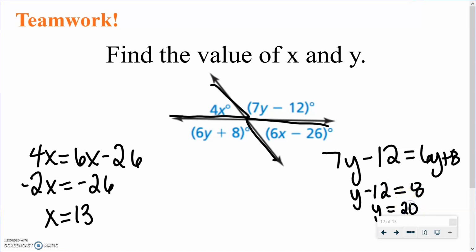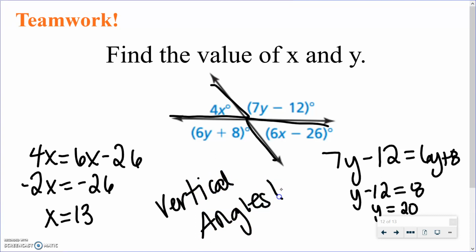And I just realized on the one that I uploaded, it says 22. Apparently I was tired. Anyways, so we've solved for x and y, and this is again using the fact that they are vertical angles. And vertical angles are congruent, and we're going to use that a lot in our proofs.